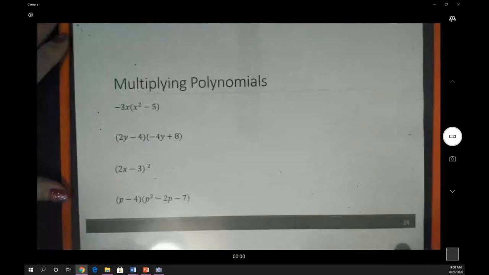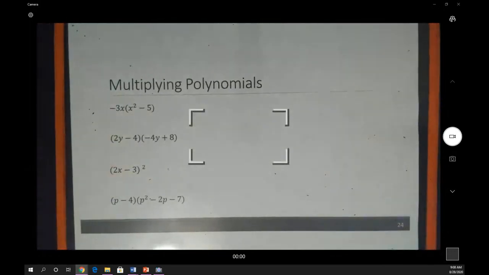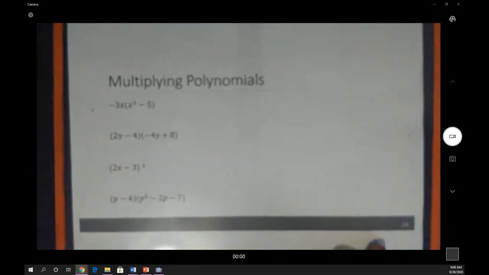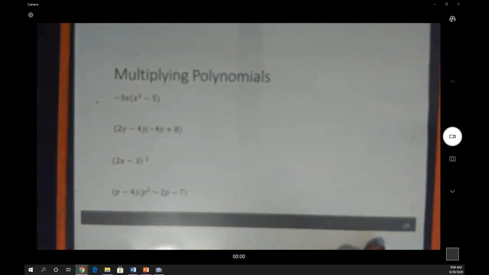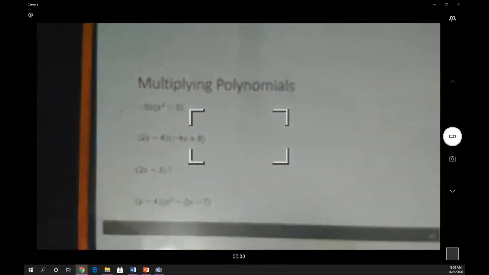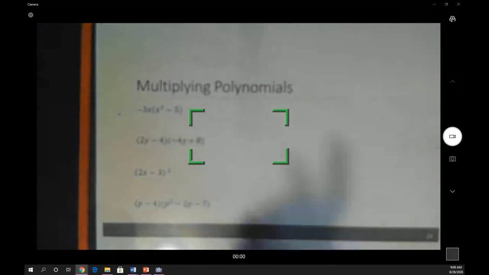Next up is multiplication. When it comes to multiplying polynomials, the idea of distributing still applies like it did when we were distributing constants through parentheses. So first up, we're looking at a negative 3x times x squared minus 5. I am going to distribute that negative 3x through the parentheses.